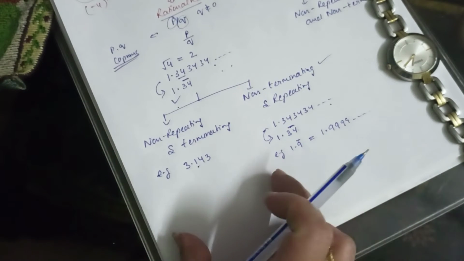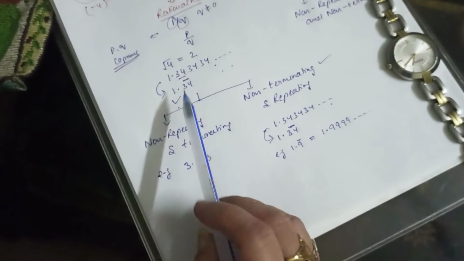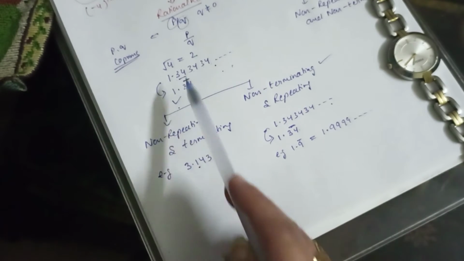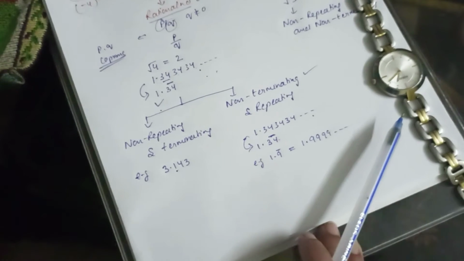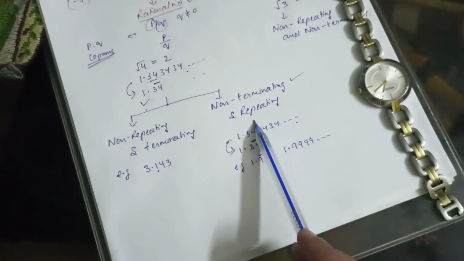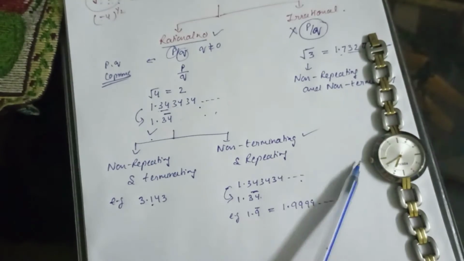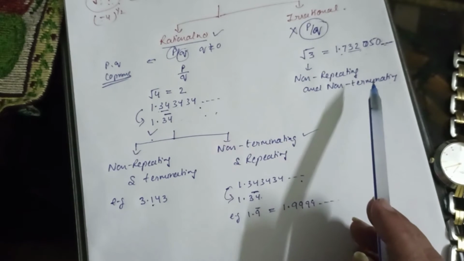So these are the two types of real numbers, rational and irrational. Rational, which can be represented in p by q form in the examples I have shown here, and these rational numbers, if converted into decimal form, are like this, terminating or non-terminating and repeating. These both conditions come under rational numbers, but if there is non-repeating and non-terminating type, then it is an irrational number.